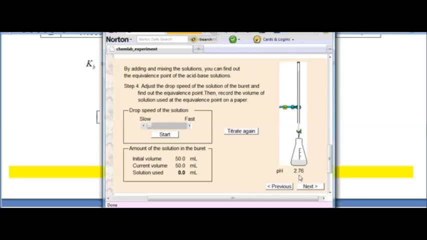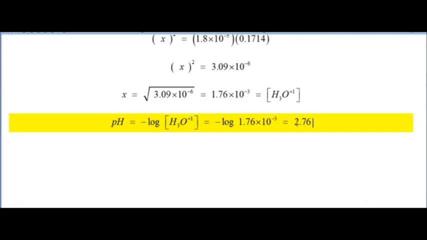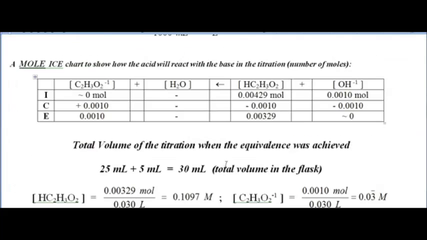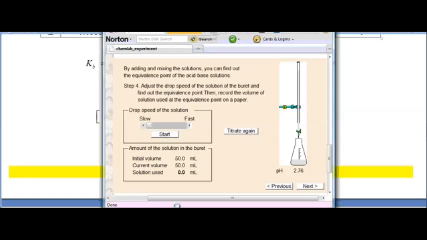And you'll notice that we start off with a pH of 2.76, which is pretty cool because that's what we calculated at the end of part B. Our pH was 2.76. So we start off on a good note right off the bat. Okay, and once we start the titration, you'll notice here that we have our initial volume, and that is of the sodium hydroxide within the burette. Current volume, since I haven't used any, is still 50, and then the amount of solution used.